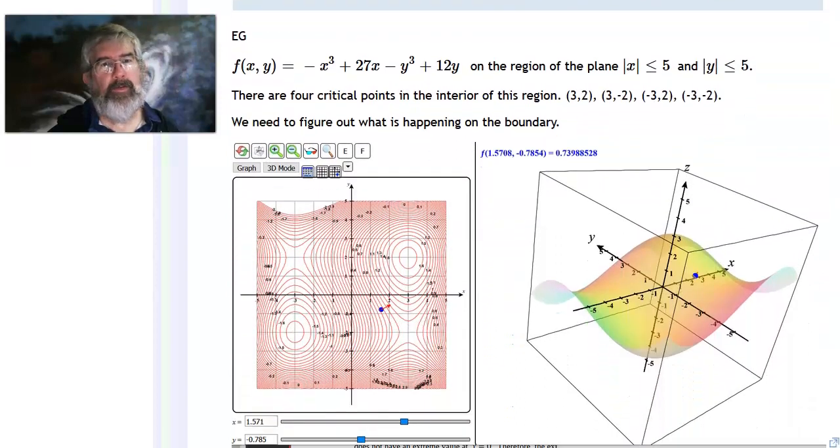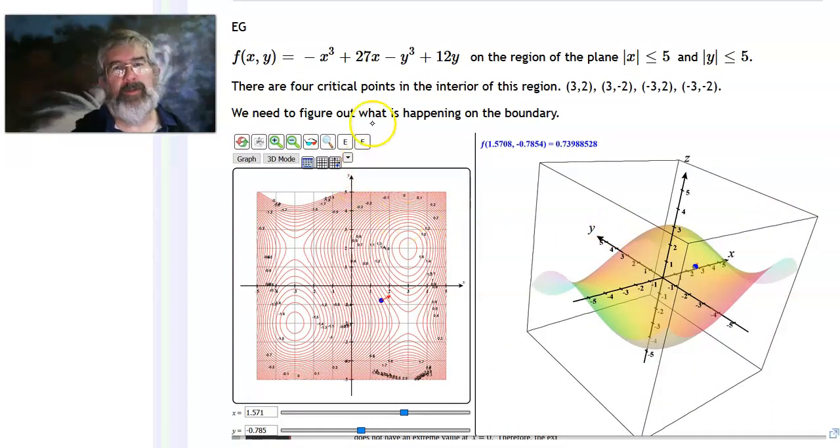So I'm going to use the same example that we've used for the last couple of videos. Here's this function. It had a local max and a local min, a couple of saddle points. And the region that I looked at, just sort of randomly picked, was from -5 to 5 in the x direction and -5 to 5 in the y direction. So that's the region I'm interested in.